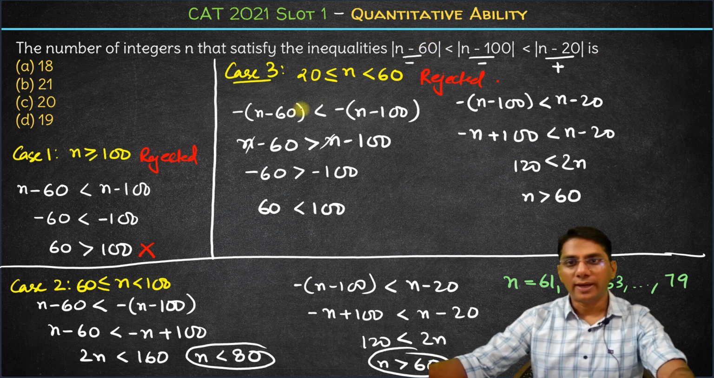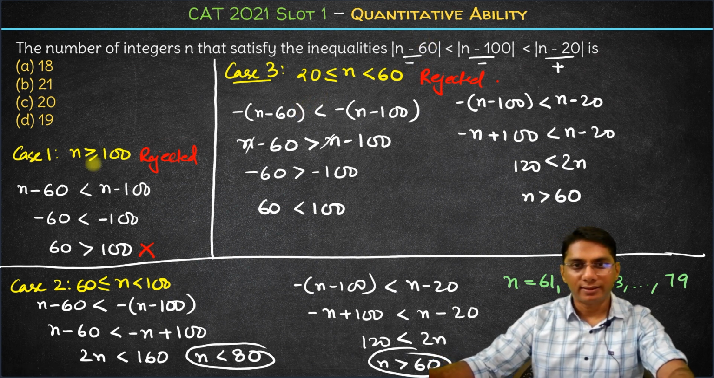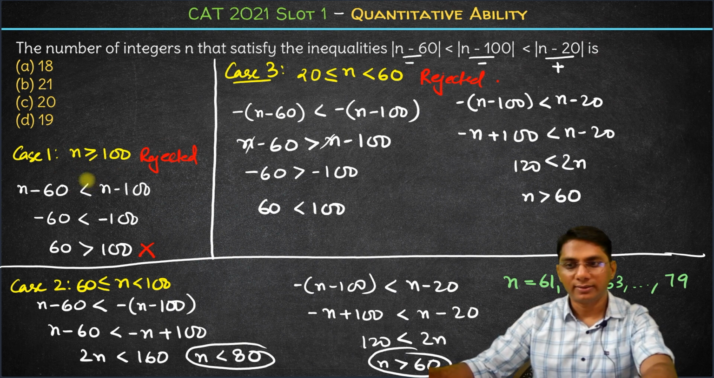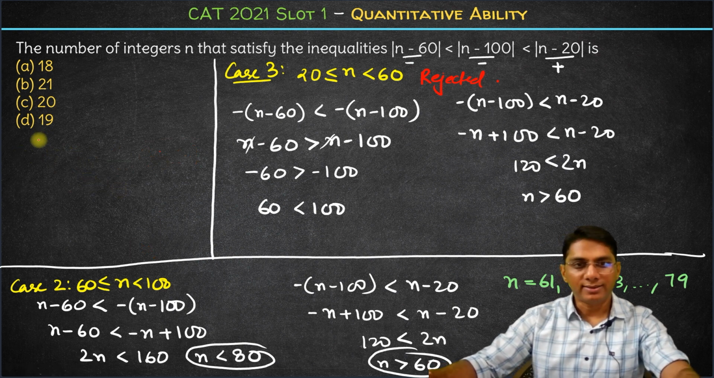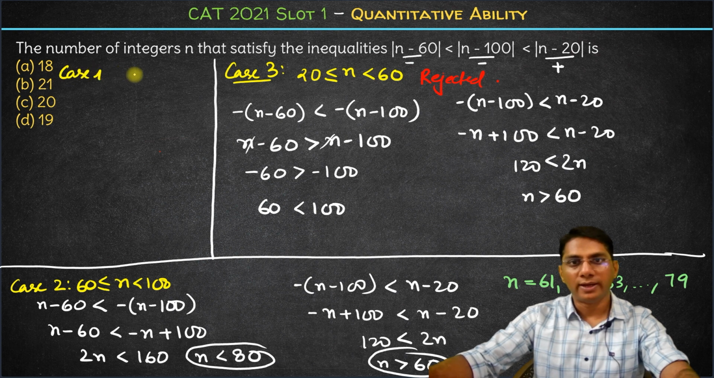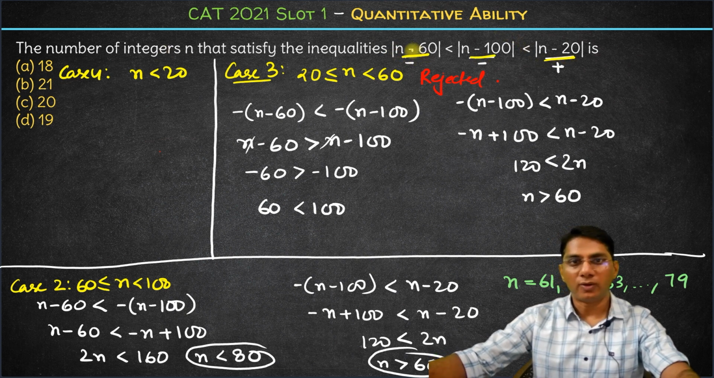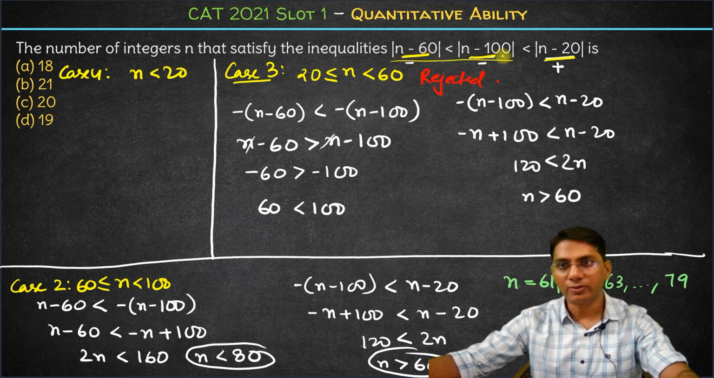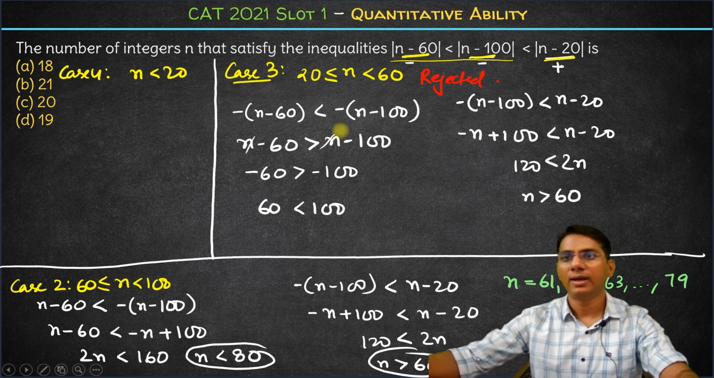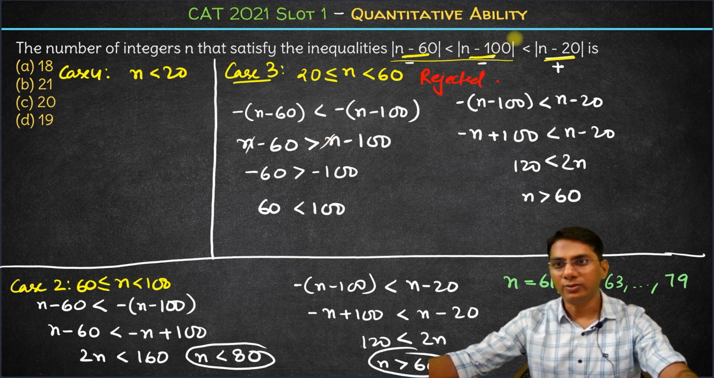And now finally coming to the last case, let me erase all this. The last case is case 4, where n is less than 20. Now if n is less than 20, all these terms inside the mod will be negative. So what we have is, let's first compare these two. If you compare these two, this will always come out to be true, as we did here, right?